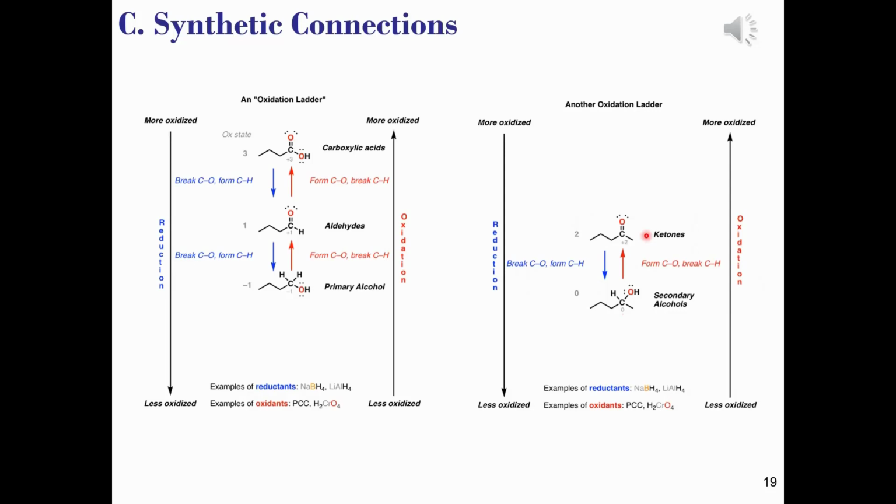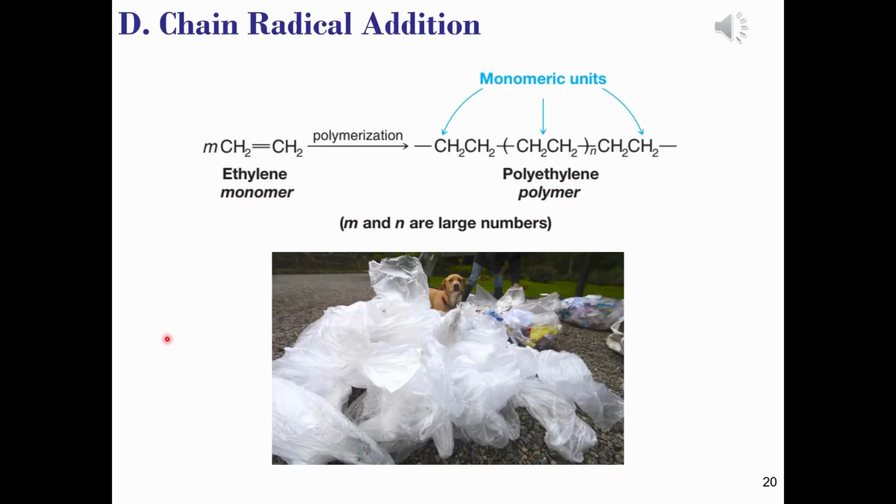This concludes Part C. This is the final video of the course, and we're going to be discussing polymerization of alkenes via the chain radical addition mechanism. This leads to large polymeric structures that feature in everyday materials. We're all familiar with plastic carrier bags or even cling film. At a molecular level, this is formed using chain radical addition.